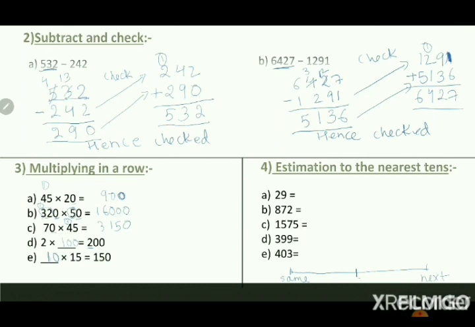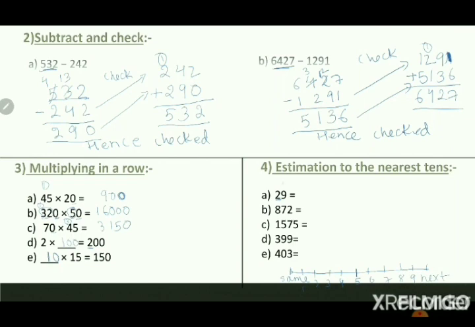Okay, so this is our 5, and then we have 4, 3, 2, 1, 6, 7, 8, 9. Okay, so here, like this table, we will see here. Now see 29. When you are estimating to the nearest tens, then we will see which is the tens place. Here, this is the tens place.